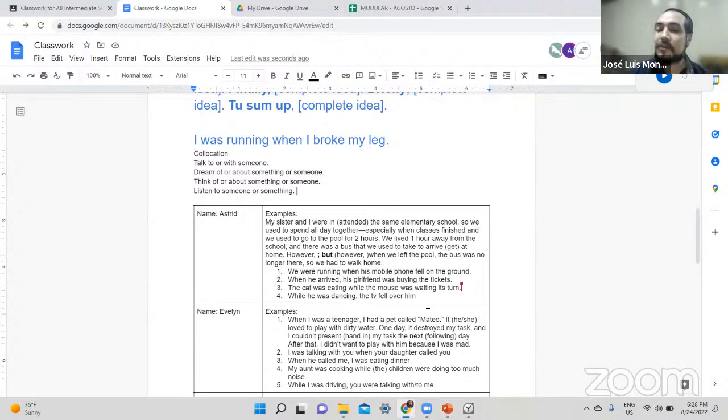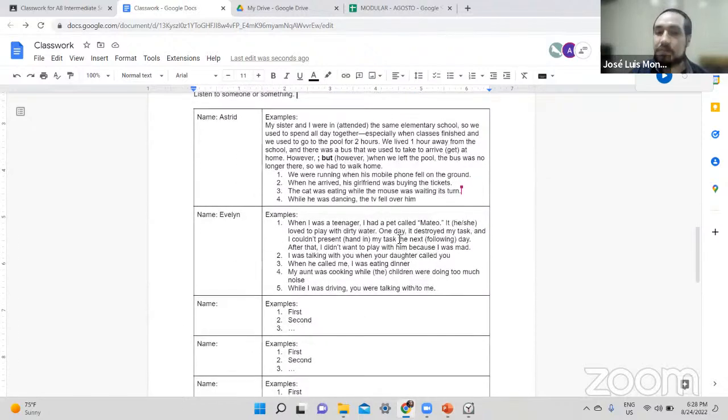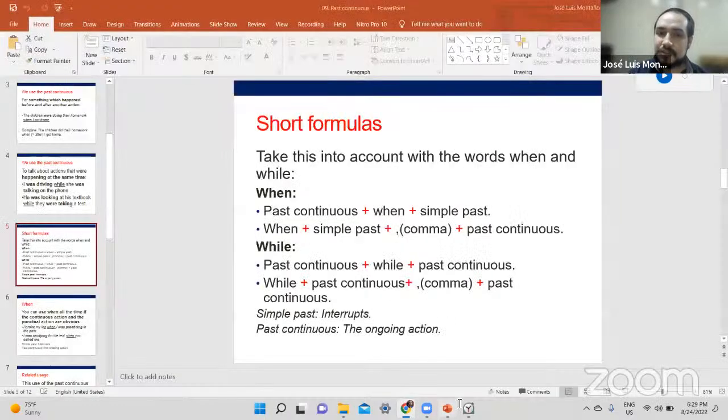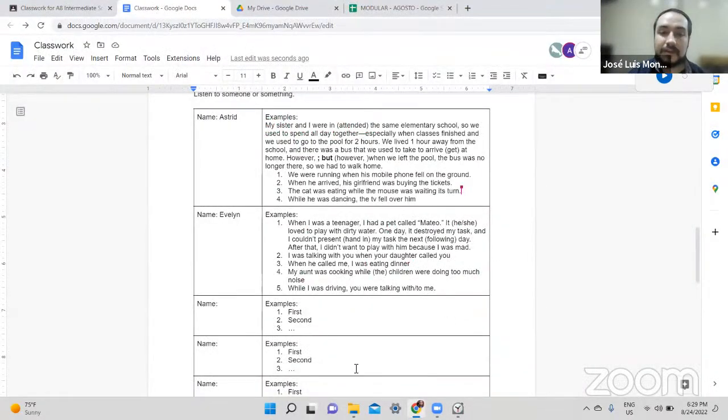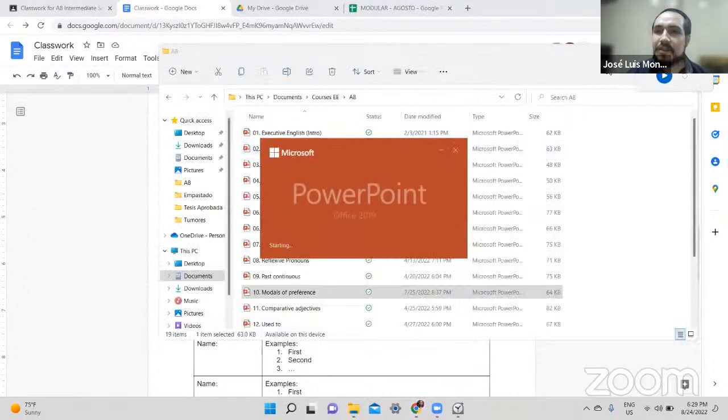Let's then go to the next part, Evelyn and Astrid. If this is clear, I can see that it's clear because your examples were correct. Now we can go to the next presentation, because we were practicing that one and we got the most important elements for that presentation. Now we're going to take a look at this.